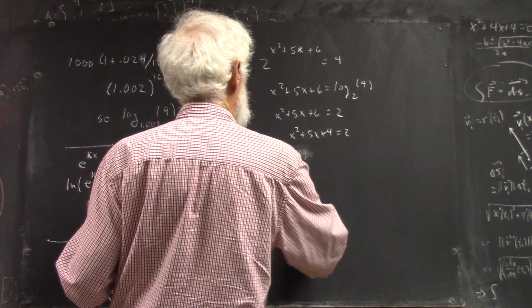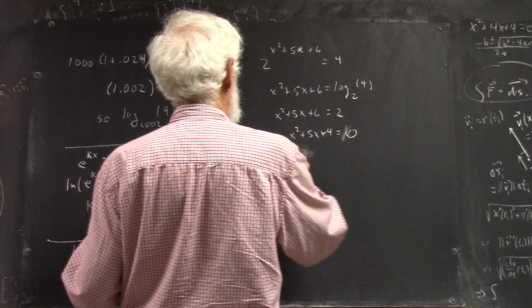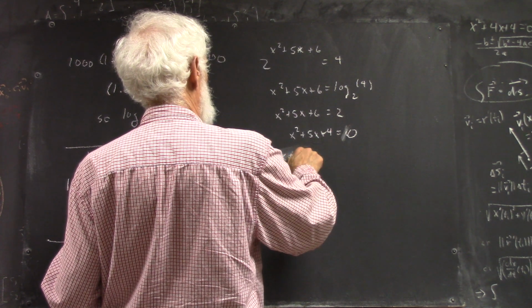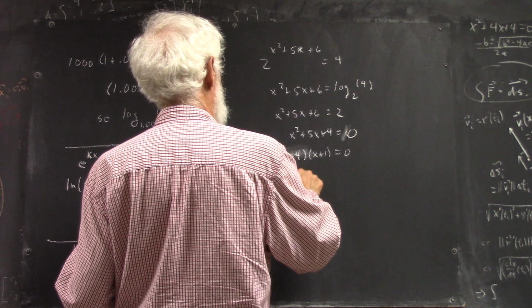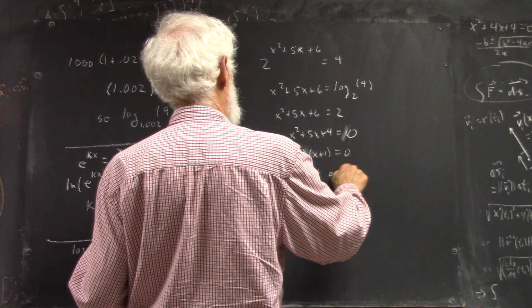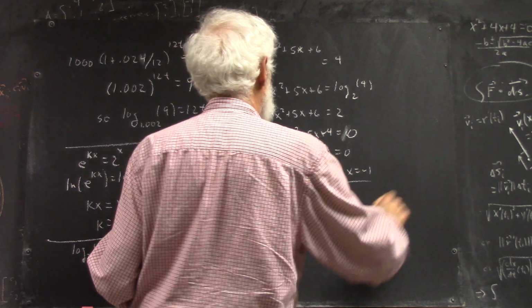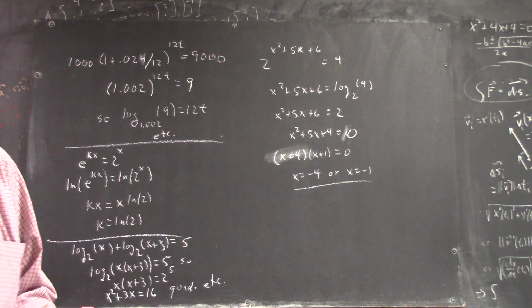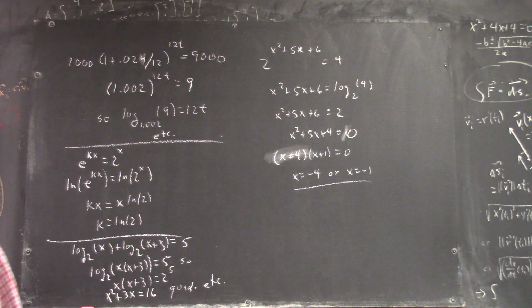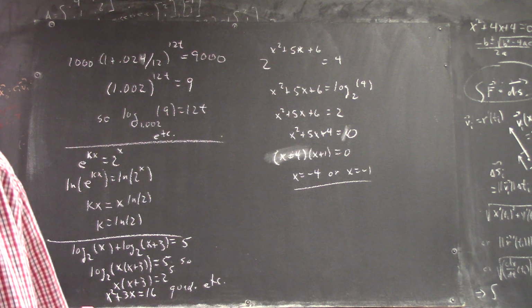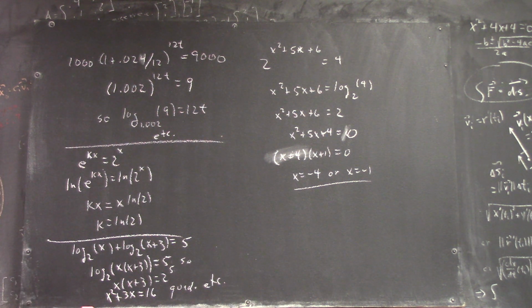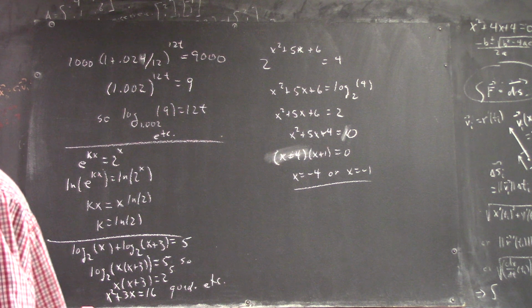Oops, no. Plus 4 equals 0, yeah, I'm right. x plus 4 times x plus 1 equals 0. x equals negative 4, or x equals negative 1. The quadratic formula would give you the same thing. So that's a quick 8-minute synopsis of equation solving. Everything should be familiar. Some of it might be a little rusty. Just make sure it isn't rusty when you come in for the exam, right?